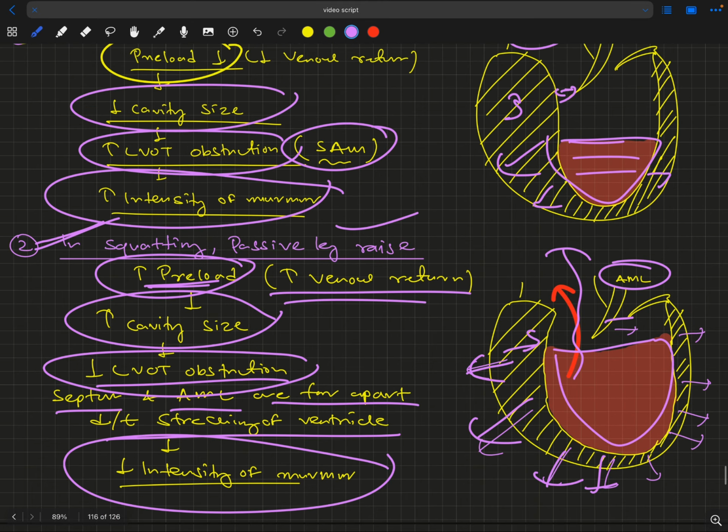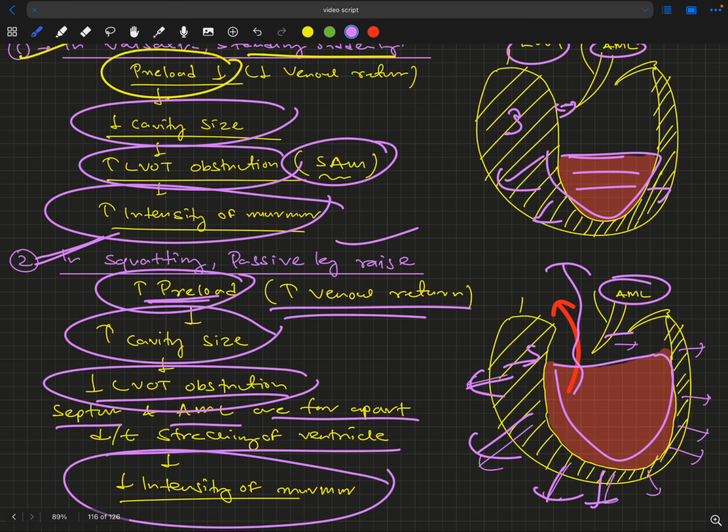So remember, as a rule, when there is less blood volume, the anterior mitral leaflet and the septum are close to each other because of less ventricular stretching. That will lead to obstruction of the left ventricular outflow tract, which will lead to a loud murmur. When there is more ventricular filling, increase in cavity size, and more stretching, these two things, AML and septum, are far apart from each other. That will create an easy passage for blood, so the murmur intensity will decrease.